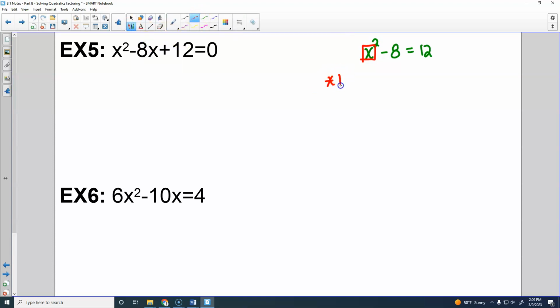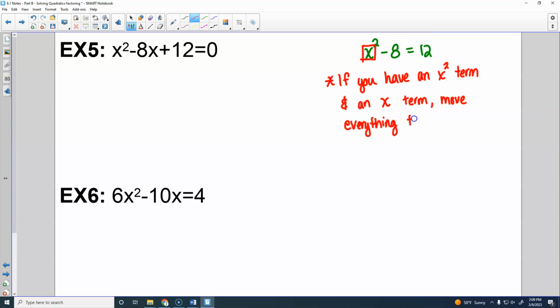If you have an x squared term and an x term, you're going to need to move everything to one side and factor. So this is the reason we have spent so much time factoring.